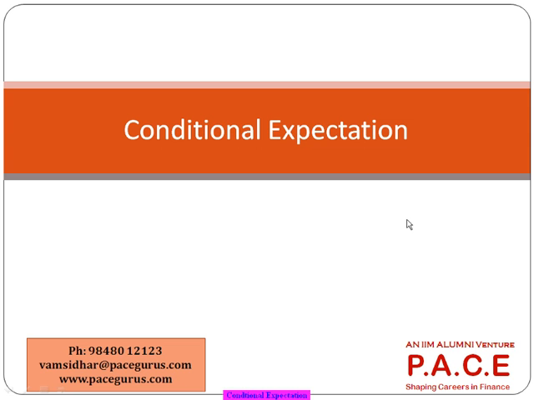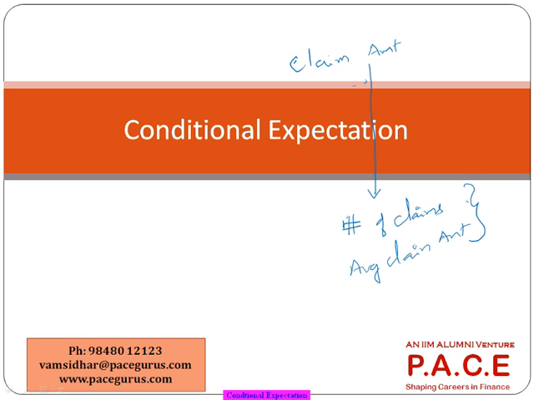So there is a mixture of a Poisson distribution. Let's say we are talking about claim amount. There could be the whole total claim amount. I can break it into two parts: number of claims and probably average claim amount. These could be the two elements which I can take together to compute my total claim amount.